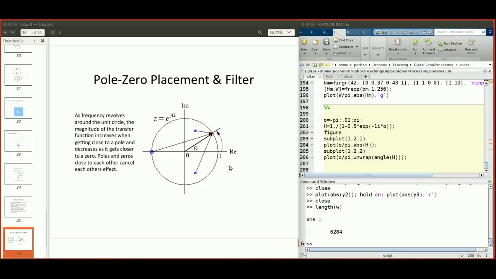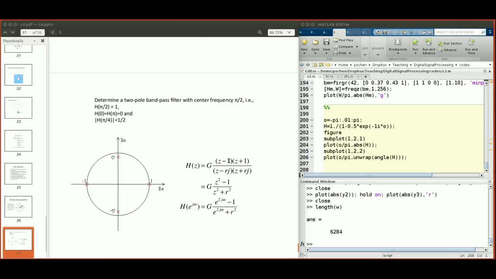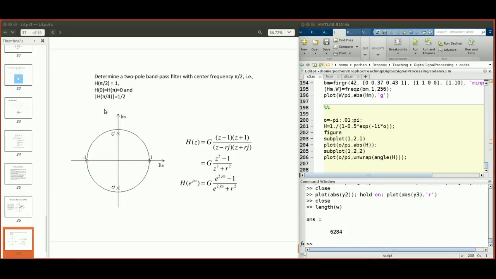So now let's look at one relatively simple example. Here we are trying to determine a two-pole bandpass filter with center frequency located at pi over 2, which indicates that the transfer function at pi over 2 must have an amplitude of 1, and the transfer function at 0 and pi must have an amplitude of 0. We impose one additional criterion: the transfer function at pi over 4 must have an amplitude equal to 1 over 2.